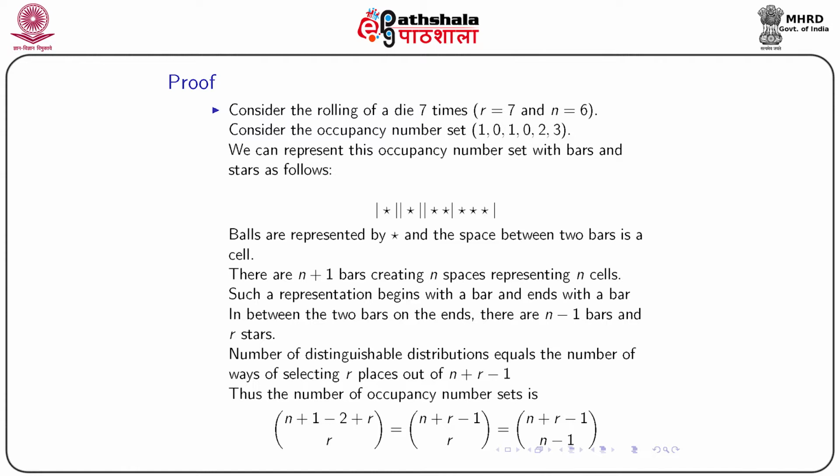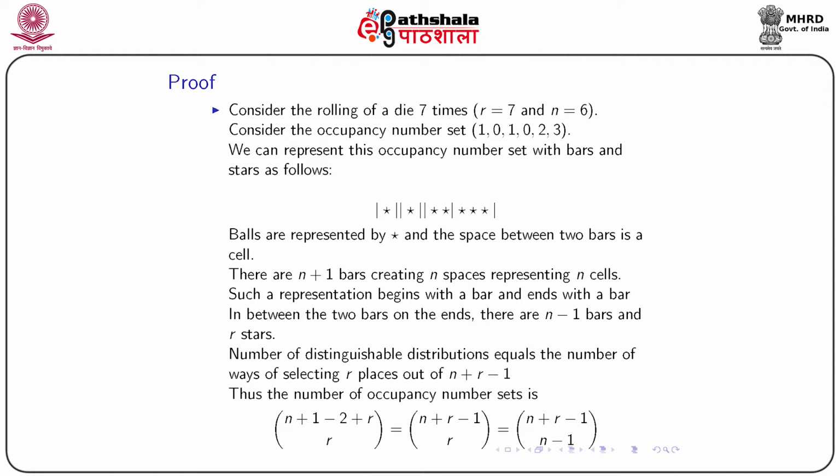Now for n cells we need n plus 1 bars, and this can create n spaces representing n cells. Such a representation begins with a bar and ends with a bar. The first bar and the last bar we can't change, so we assume them to be fixed. Now we are left with n minus 1 bars, and these n minus 1 bars I can change, and if I change the position of these bars I will get new arrangements of the balls. In between the 2 bars on the ends there are n minus 1 bars and r stars.